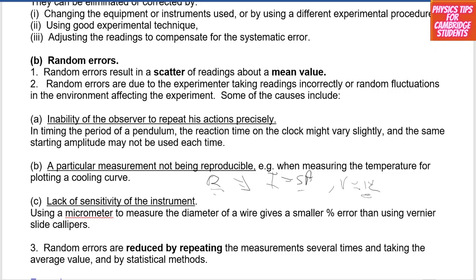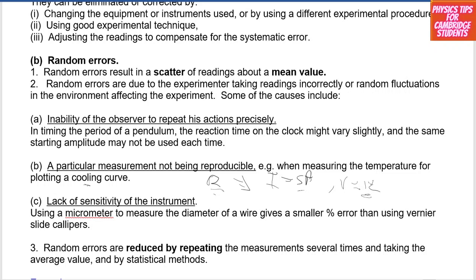So again, if in timing the period of a pendulum, the reaction time on the clock might vary slightly. You may be too quick on one measurement and then too slow on the other for the same starting amplitude. Then you tend to have different times. So that's again the issue of reproducibility there, where you cannot repeat the actions precisely. Also, a measurement may not be reproducible when measuring the temperature for plotting a cooling curve, where you may not reach the actual temperature that you started off with or that you once reached.